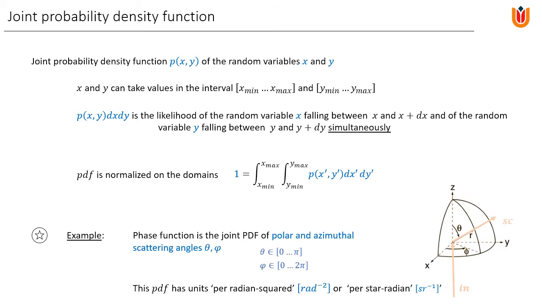An example of this we have already encountered. It's the phase function. The phase function is the joint probability density function of the polar and azimuthal scattering angles theta and phi. Remember that the domain for theta was from 0 to pi and for phi was from 0 to 2 pi. So this joint probability density function then has units per radian squared, or equivalently per steradian.